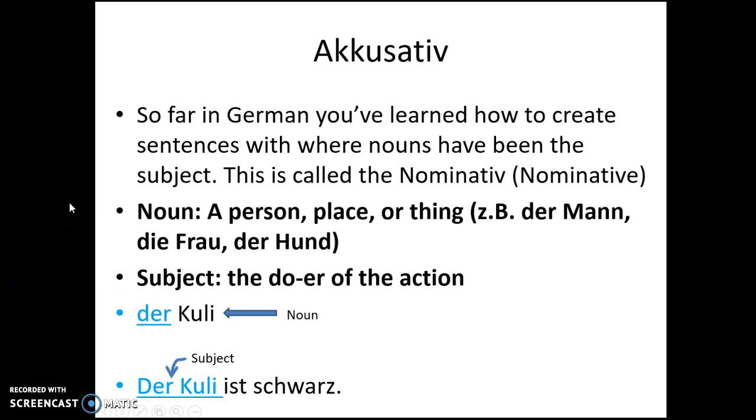So in German, we know that we've created sentences where there's a noun when it's the subject, and it's called the nominative case. So that's just a fancier name to say when the noun, which is a person, place, or thing, is the subject of a sentence. So the subject is the person, place, or thing that is the doer or the performer of an action or a verb. So if we look at this example, we have der Kuli, which is our noun, and if we just put it in the sentence, der Kuli ist schwarz, so it's the person, place, or thing that is performing the action of the verb, which is ist.